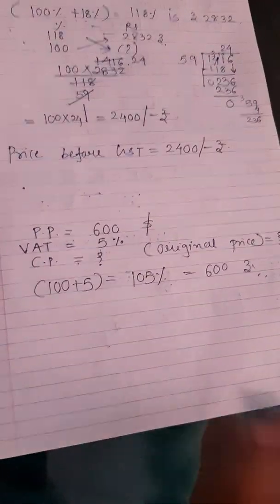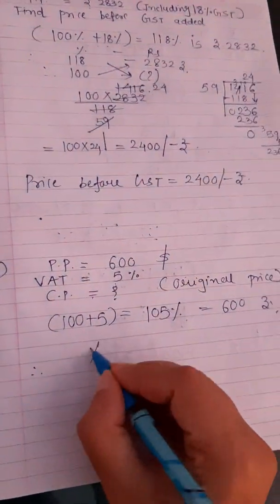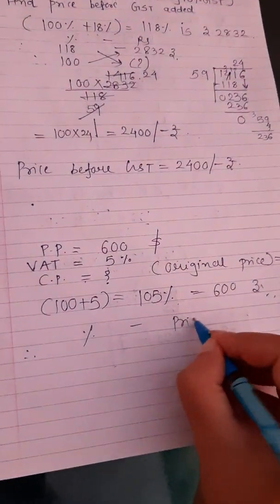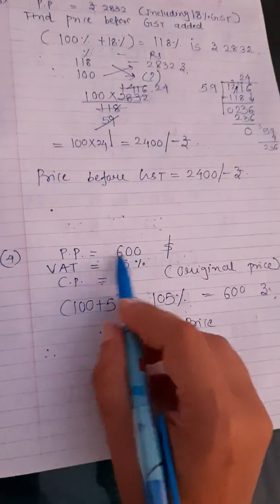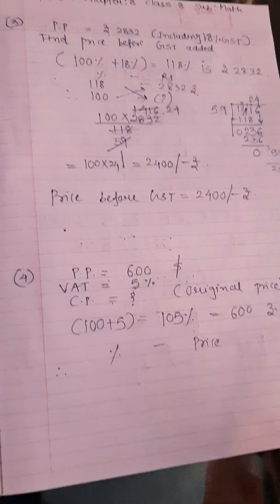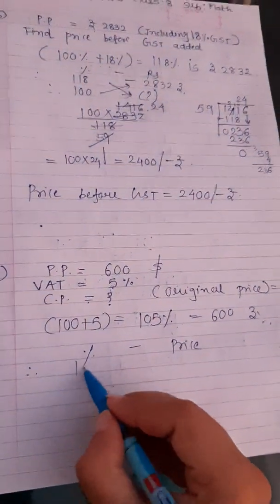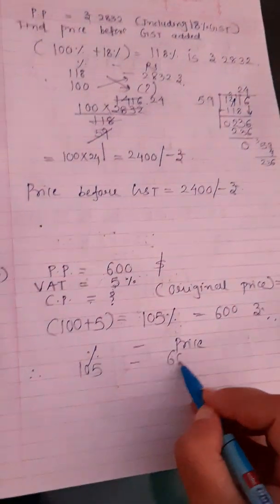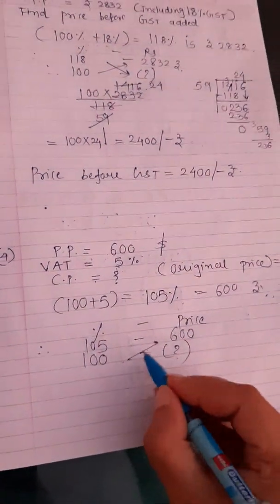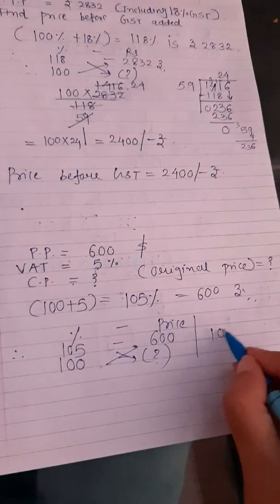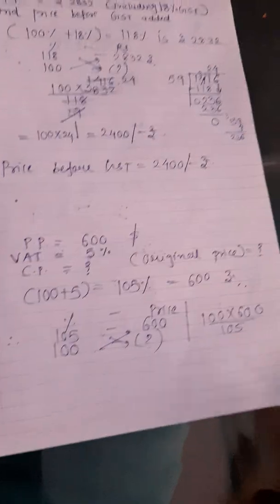Correct? So percentage and price. So after adding 5%, you are paying 600. After adding value added tax, you are paying 600. So what is the price before adding VAT? So 105% is 600. What is 100%? Cross multiplication, that is 100 into 600 upon 105.